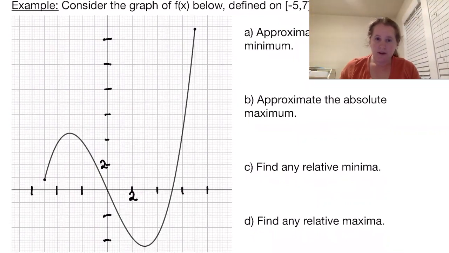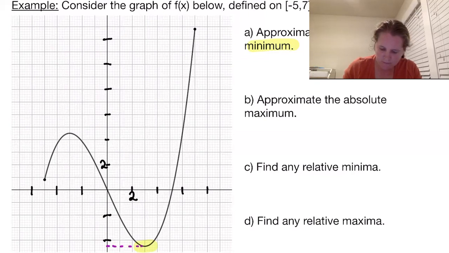So in our graph, it appears that our absolute minimum is going to be way down here. That's the farthest down the graph goes on our interval. So in this case, if we look for the y value, it looks like it's about -4.5.